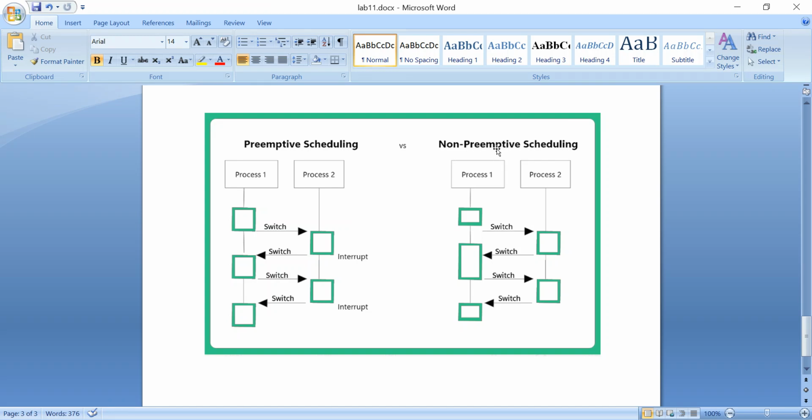On the other hand, we have non-preemptive scheduling: process 1 and process 2. Once process A finishes, then process B has its turn. There will not be any interruption or anything else. It can be a quantum, like maybe process A works for 2 seconds and then moves to another state, then process 2 works for 2 seconds and then goes to process 1 again. This is non-preemptive scheduling. There is no interruption and no high priority; it is first come, first served.